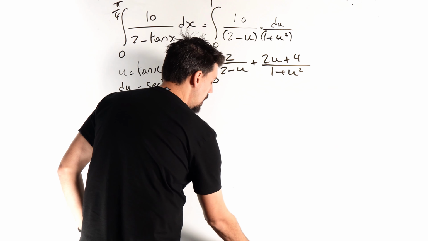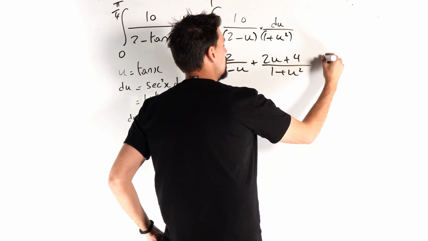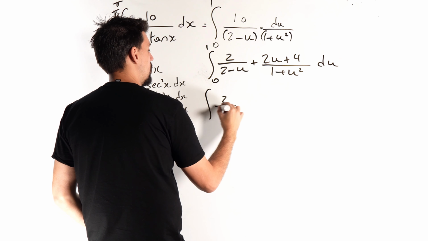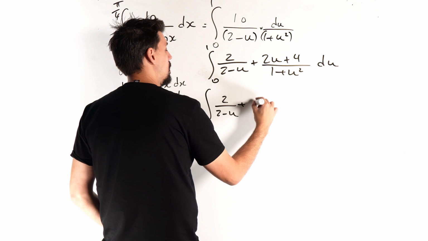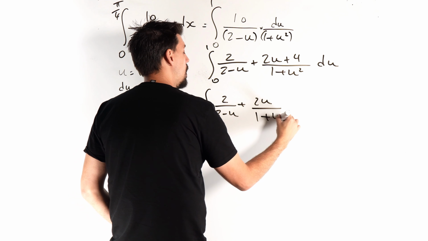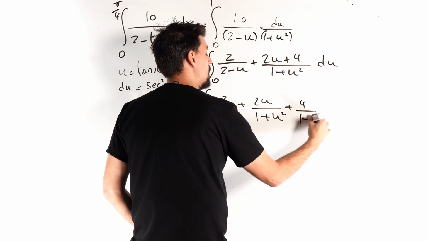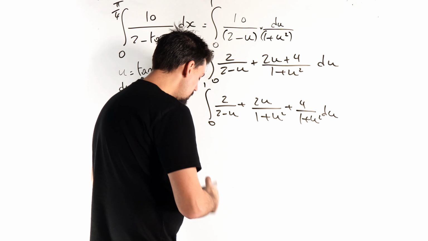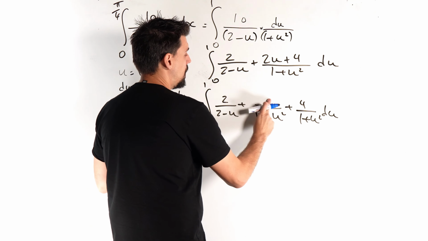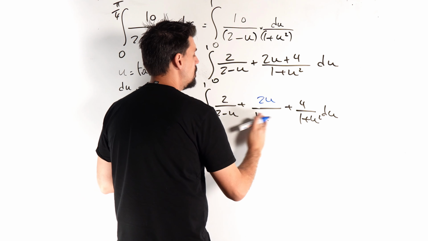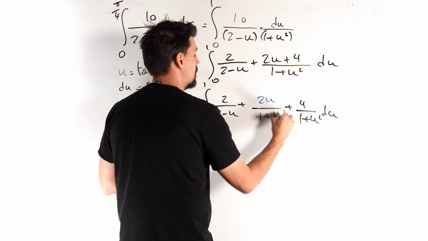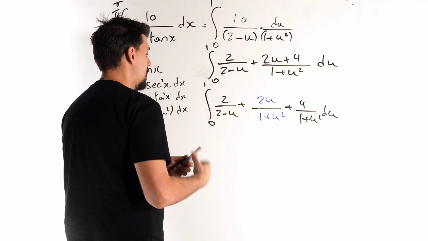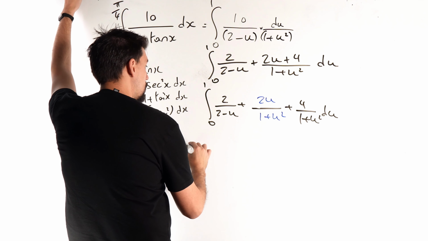Because what we're going to do is, once I remember to put my du in, we're going to split it up even further. 2 minus u is all good. 2u over 1 plus u squared, I quite like. 4 over 1 plus u squared I also quite like. Now why do I like this one? Because 2u is the derivative of 1 plus u squared, right? So we are ready to rock and roll.